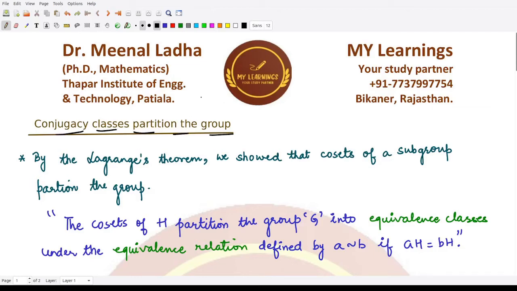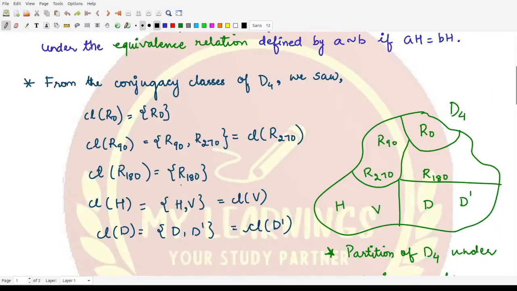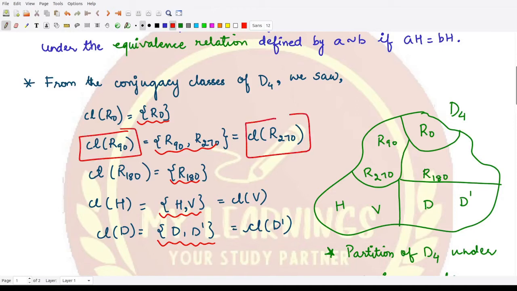In this video, we'll be talking about another result which tells us that conjugacy classes partition the group. Until now, I think you might have guessed that we are talking about partitions. Why? Because if you remember, in the previous video I told you this observation: all the conjugacy classes are either disjoint to each other, each one containing elements which are not there in the other conjugacy classes, and moreover, if they have some elements in common, then they are equivalent to each other.